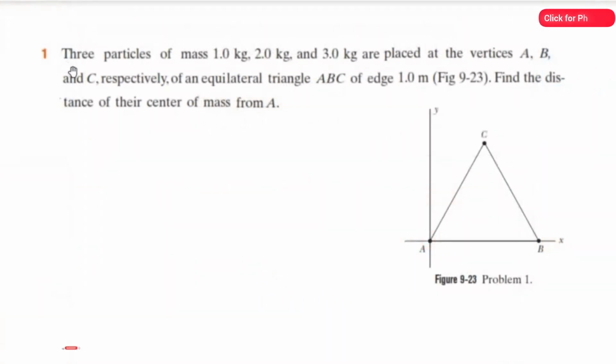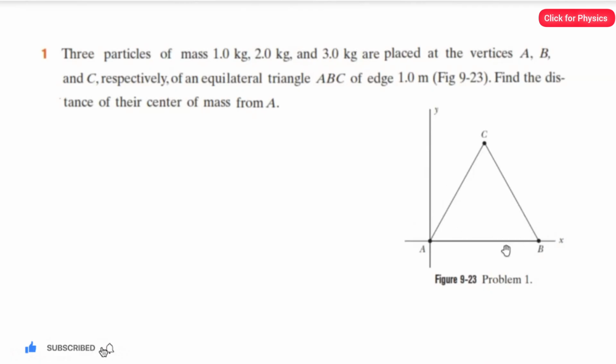Problem number 1. Three particles of mass 1 kilogram, 2 kilogram and 3 kilogram are placed at the vertices A, B and C respectively of an equilateral triangle ABC of edge 1 meter as shown in the figure. Find the distance of their center of mass from A. So we have to see the given figure.